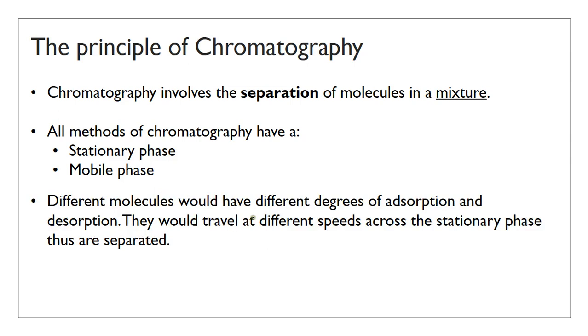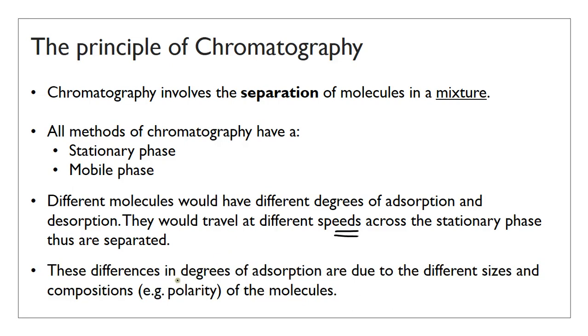All right, so I think that basically summarizes what I just said. Different molecules would have different degrees of adsorption and desorption, or you just have to focus on adsorption. Because they have different degrees of adsorption, they would travel at different speeds across the stationary phase, and that's how they are separated. Now, if we are focusing on a general principle of chromatography, then I think it's better to say that they travel at different speeds. It's probably not appropriate to say whether they will travel at different distance or different times, because that really depends on the chromatography technique that you're using. But they definitely will travel at different speeds if they have different degrees of adsorption.